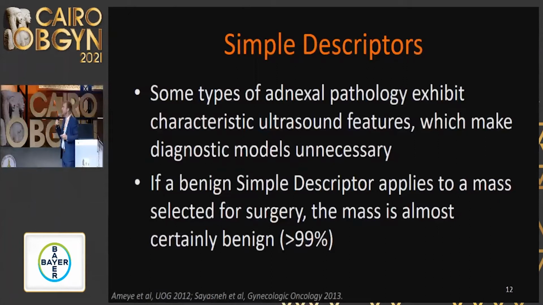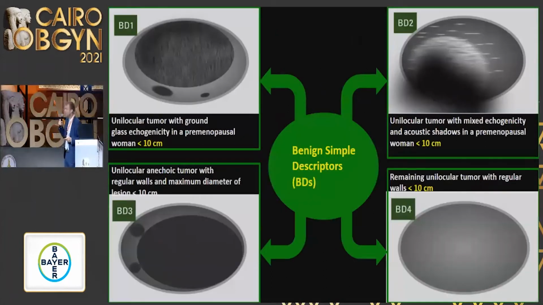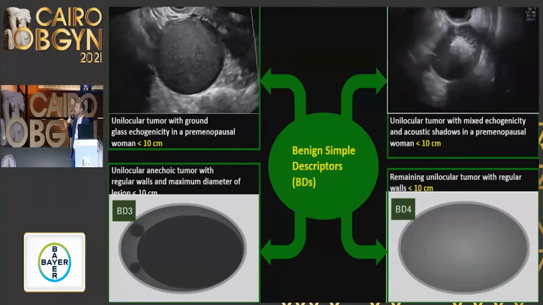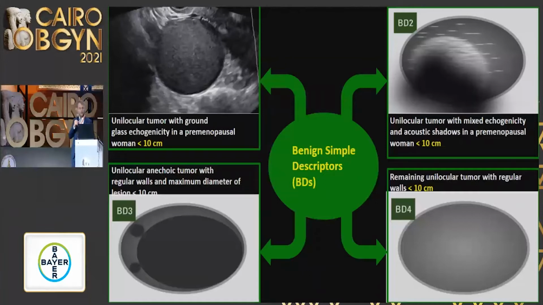And which are those features or descriptors? We have those four. So the presence of a unilocular tumor with a ground glass echogenicity in a premenopausal patient less than 10 centimeters in diameter. We know that that is very suggestive for the presence of an endometrioma, as you see there. I see that the clips are not going. That's a pity. No clips.